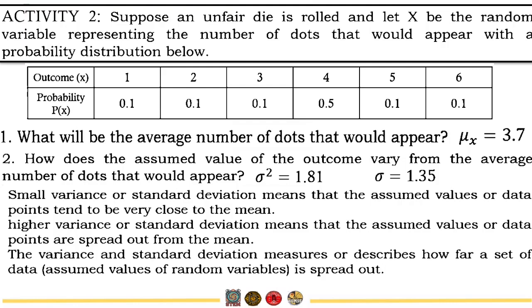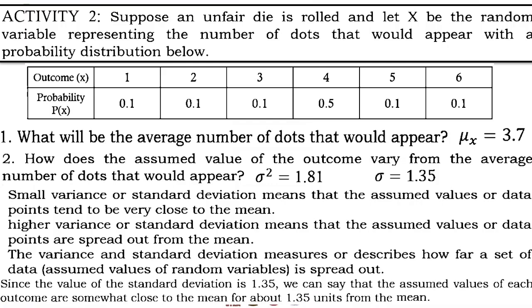So let's proceed. Since the value of the standard deviation is 1.35, we can say that the assumed values of each outcome are somewhat close to the mean, about 1.35 units from the mean. Okay, so that is the distance from the mean. From 3.7, the distance to the next standard deviation is one standard deviation away, so 1.35 units.